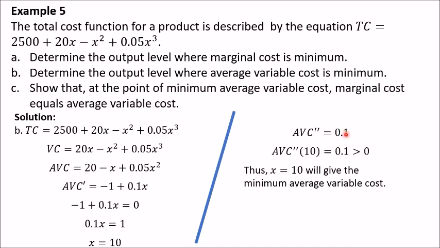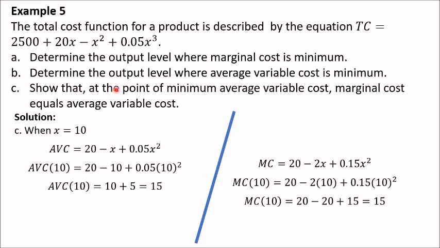Since walang x dito, meaning kahit ano pang i-substitute natin na values ng x dito, it is always equal to 0.1. So that's why AVC double prime of 10 is equal to 0.1. And this is clearly greater than 0. So pag greater than 0, again, x here, which is equal to 10, will give the minimum average variable cost. Okay, that is for letter B. Now letter C.